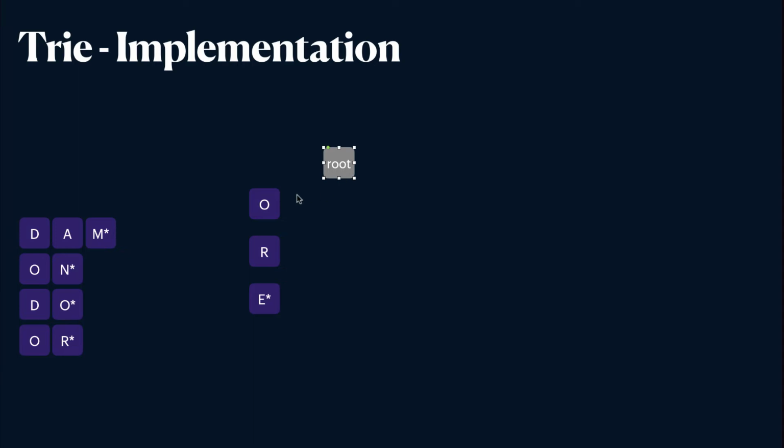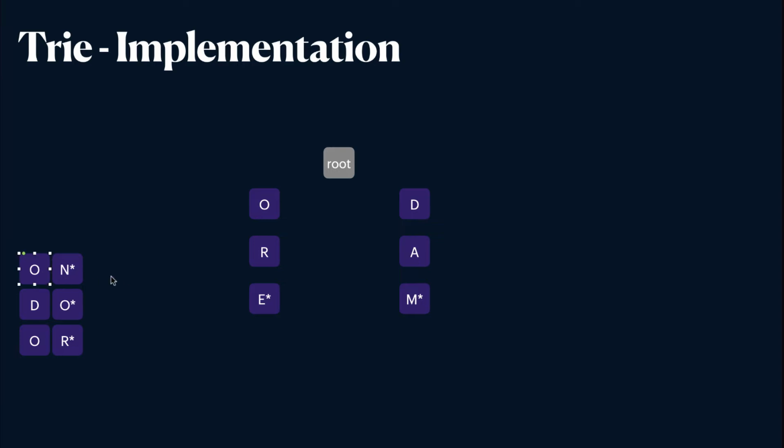We start with root once again, and we see if there is a child called D for the root. There is no child, so we create a second branch from the root. Now we work with D. We check if there is a child A. There is no child, so we add it. Same with M for A. I'm not drawing arrows here, but imagine that from root to O to R to E there are arrows, and the same for the second branch.